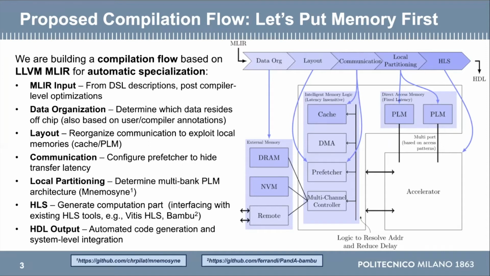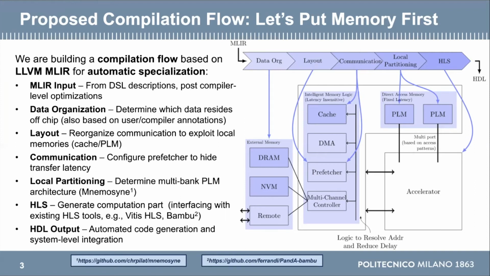The input to the flow would be MLIR from domain-specific language descriptions after compiler-level optimizations. The first stage, data organization, would determine at the highest abstraction level the coarse memory structure, i.e., which data resides on or off chip based on user or compiler annotations, including the total amount of data, the sizes of the arrays, or the available resources.